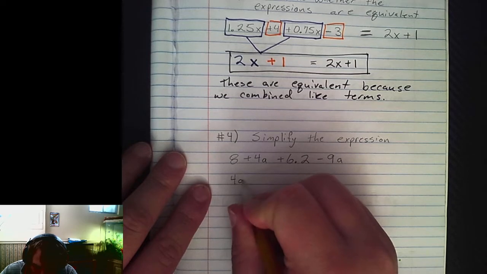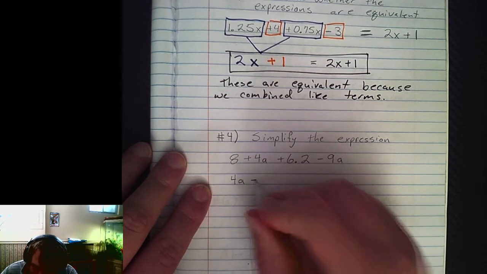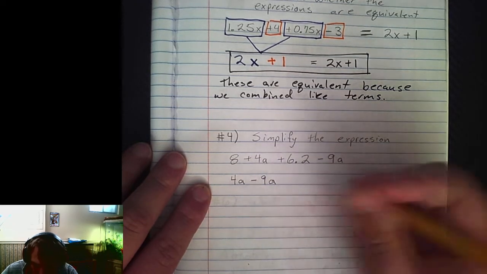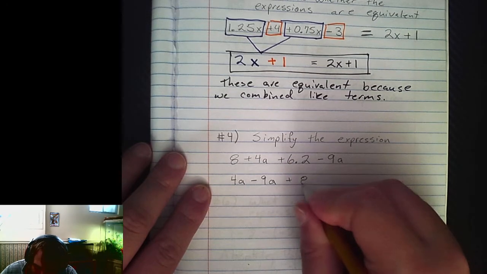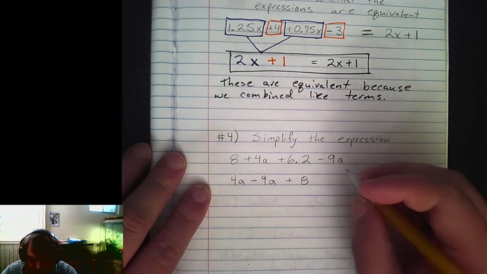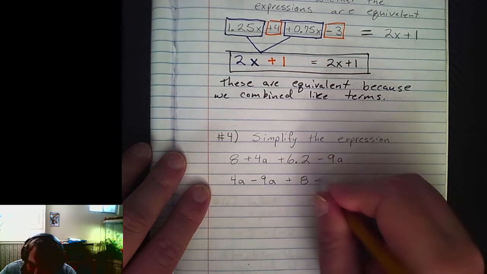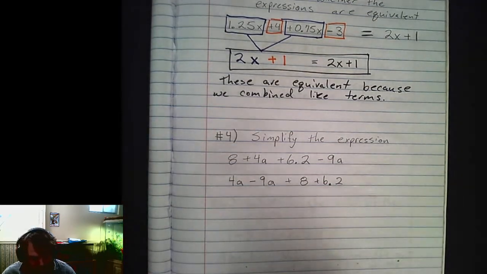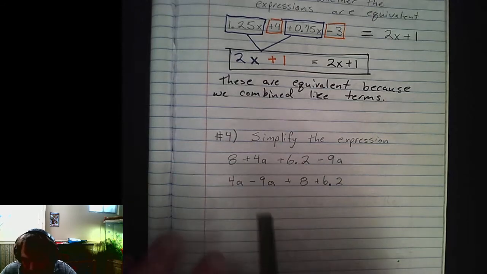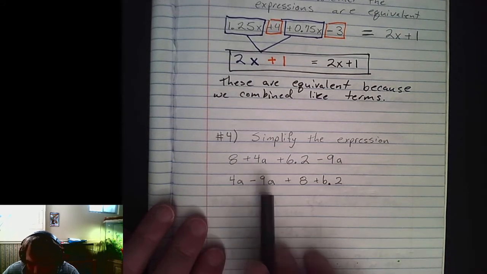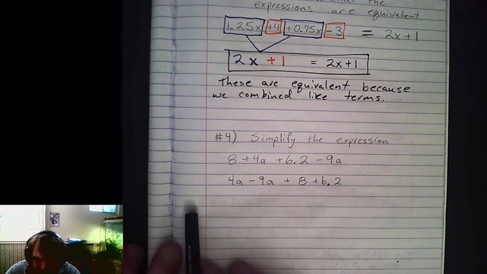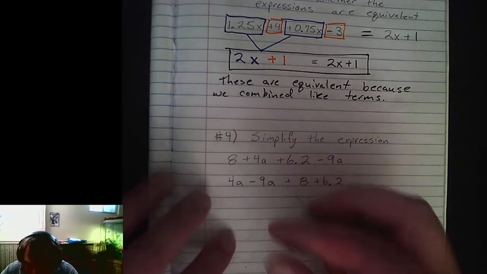So we have 4a minus, or it would be a plus a -9a, but we can write it as -9a. And then we have a +8, because even though there's nothing written there, we know it's a positive, so +8 plus 6.2. And then this may be easier for you to negotiate with. So if we have a +4a and a -9a, we start at +4 on the number line and then go back 9. We're going to end up at -5.